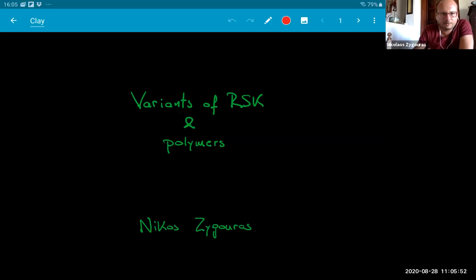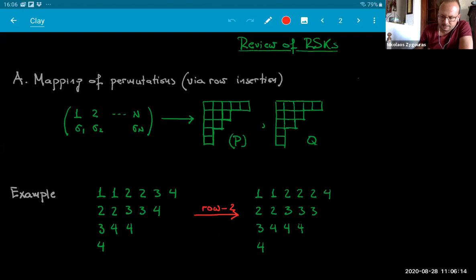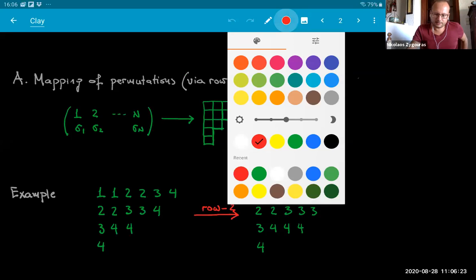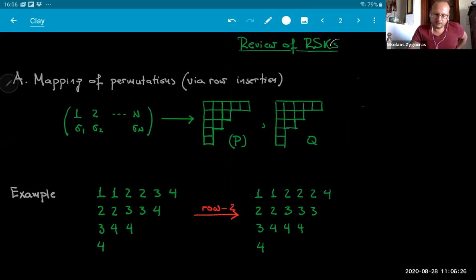So I'm going to talk about variants of RSK and polymers. The style of the talk will be more combinatorial, but John did a great job feeding us with lots of nice probability in the previous talks, so this will bring a balance. Okay, so I will make a quick review of RSK, even though I believe many of you know a lot about RSK, but I'm going to talk about RSKs.